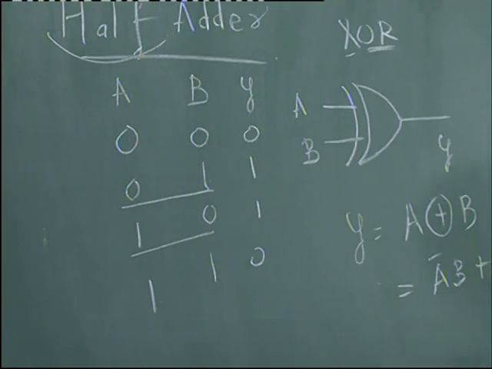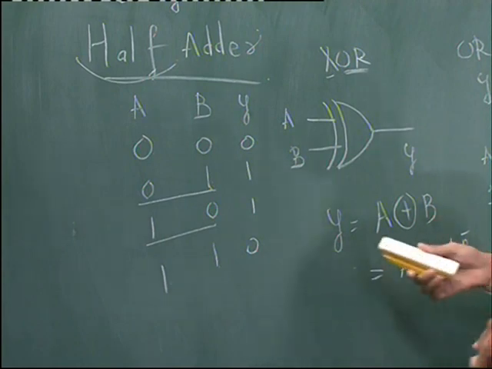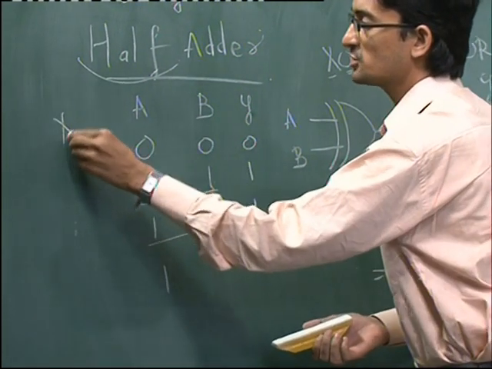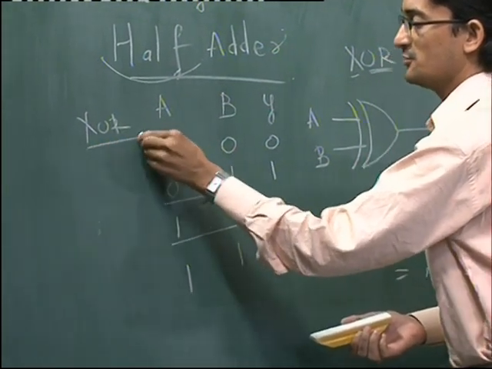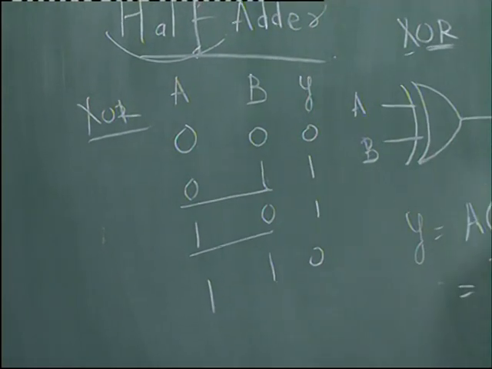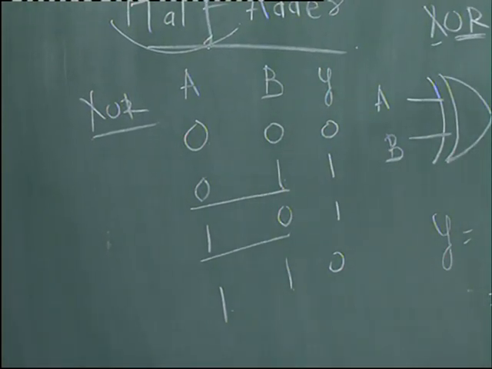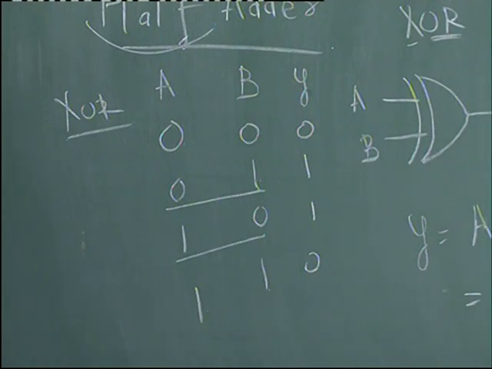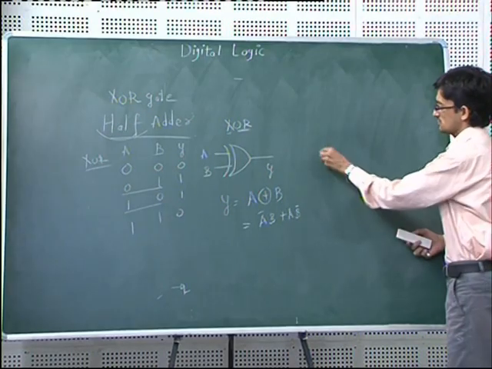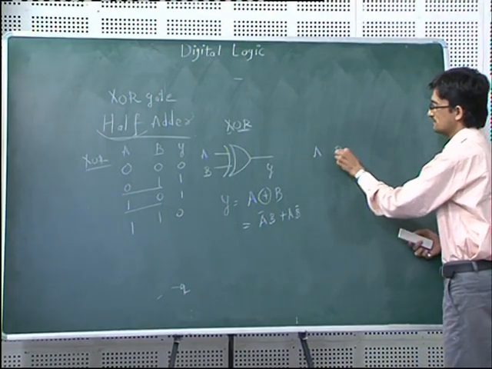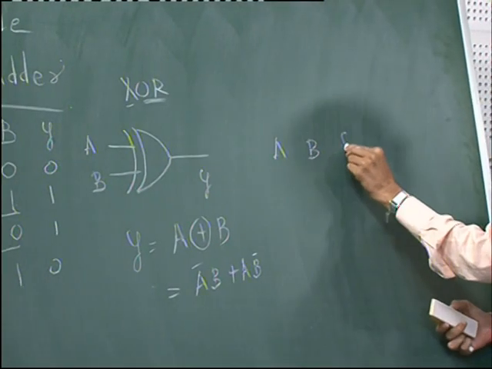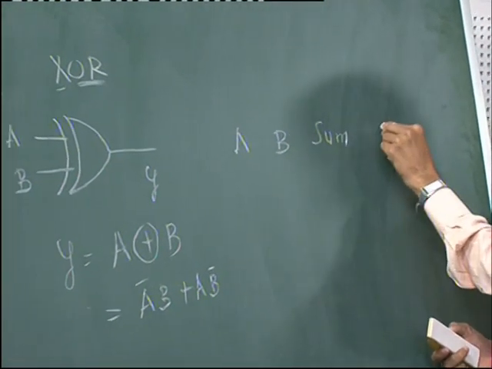This is the truth table for the XOR gate. Now let us add two numbers, A, B. When you add, you have a sum and you may have a carry.